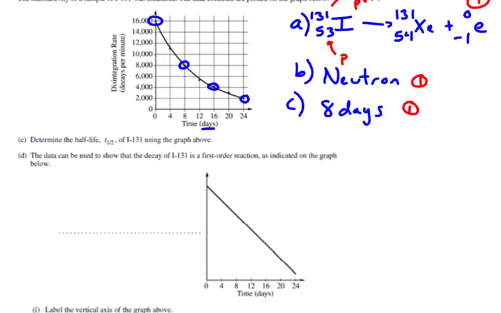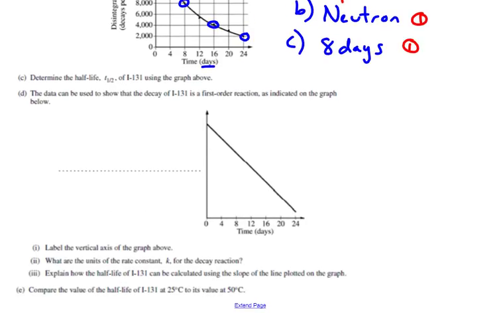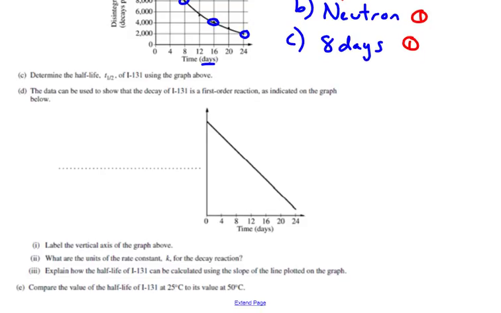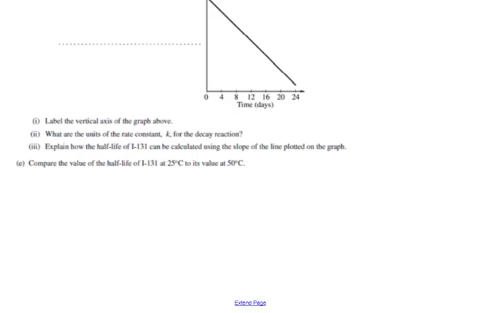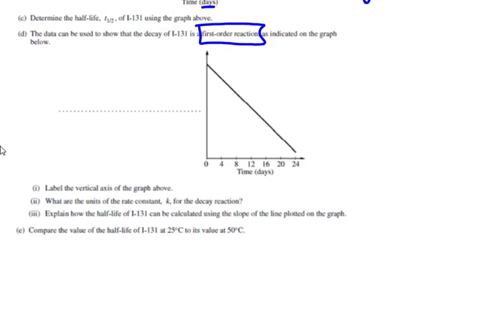Okay. D. I like this problem because it does get into kinetics, and kinetics does link with nuclear because of half-lives and things like that. The data can be shown that the decay of I-131 is first order. Please underline that, circle that, highlight that, whatever. As indicated on the graph below. Ooh, I, double I, triple I, I'm excited. And I really am. Whenever I see something like this, I actually think that I have a good shot at these. And if it's going to be hard, usually the triple I is going to be the most difficult of the 3, but not always.